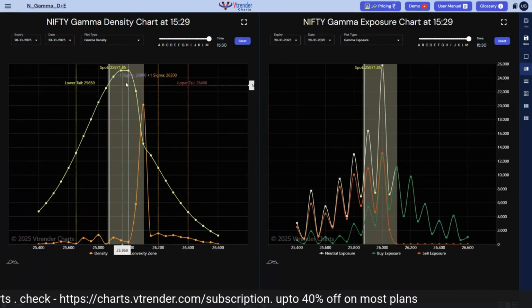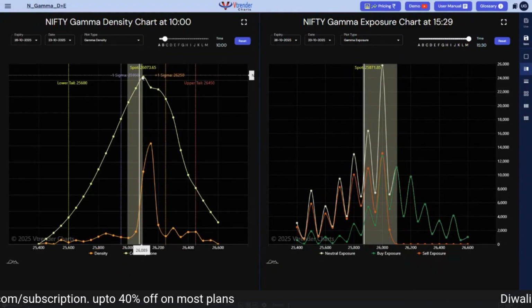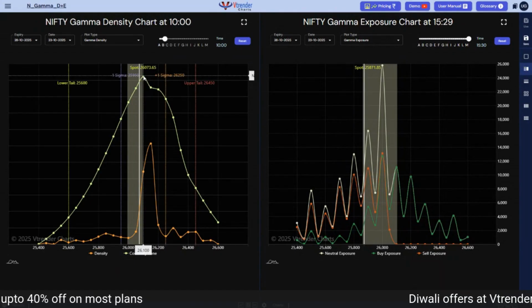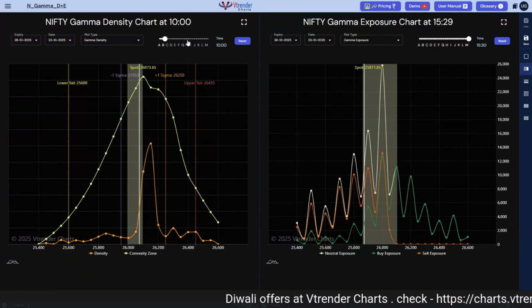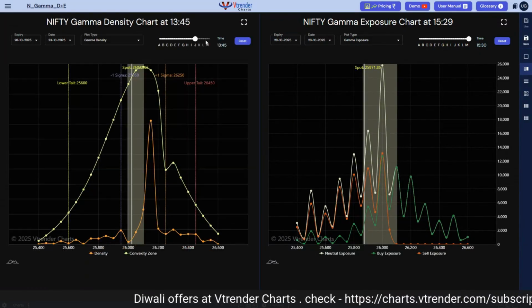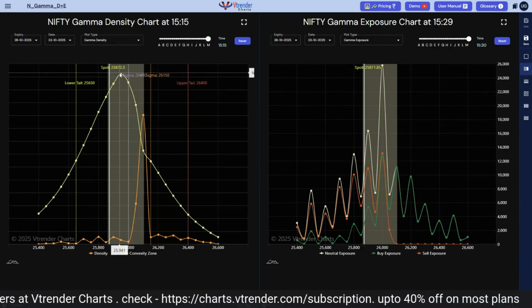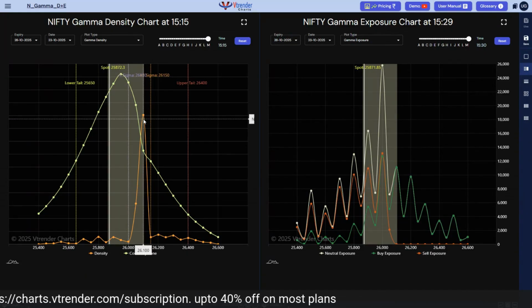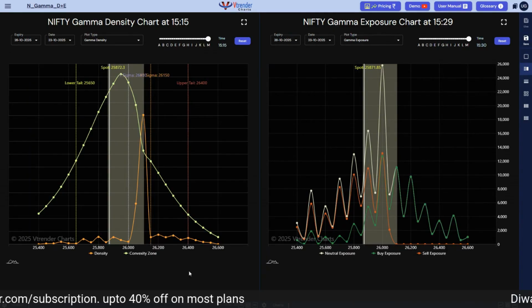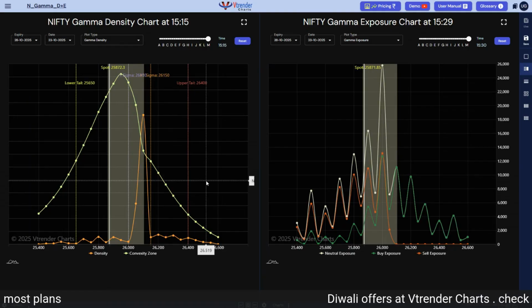So same thing with gamma density at the open. You can see how it was at 26,100, the convexity zone, and the density was at 26,150. But as the day progressed, we have seen a drastic change in this, and for now the convexity is at 25,950 and the density is at 26,100. So if both of them are pointing to the same level nearing the expiry, we know that we can have a pin effect.